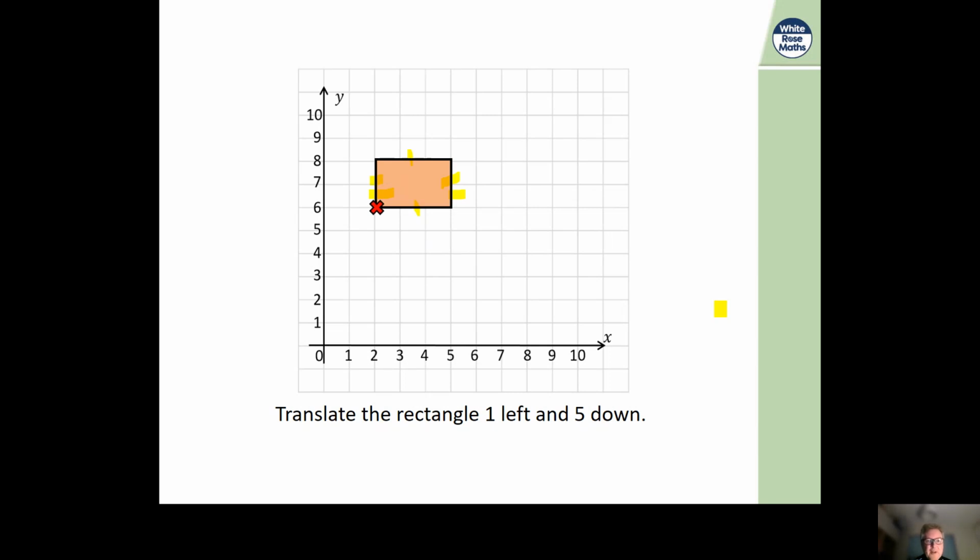So let's take this vertex here, coordinates (2, 6), and plot the other coordinates on each of the vertices. Okay, so that vertex, the one that was plotted first, has now moved. It's been translated. And what we don't want to do is extend the rectangle and change the overall dimensions of the rectangle. We still want it to be a 3 square by 2 square rectangle.